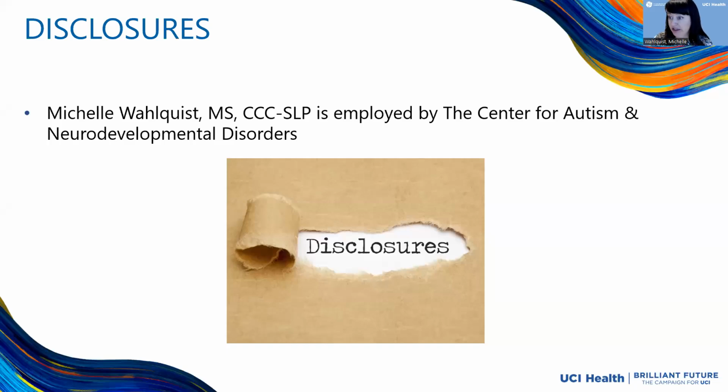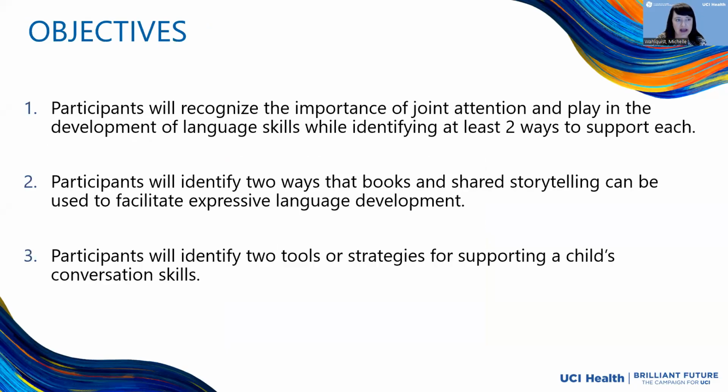I don't have any disclosures except that I am an employee here at the Center for Autism and Neurodevelopmental Disorders. And our objectives today, hopefully, are to provide you with some ideas and strategies for how to support your child's joint attention and play skills. And we'll talk more about what that is and why that's important. I'm hoping to provide you with some ways that you can use books and shared storytelling to help facilitate language in your children. And then I'm also hoping to provide you with some strategies for supporting conversation skills or more social communication skills with your children.